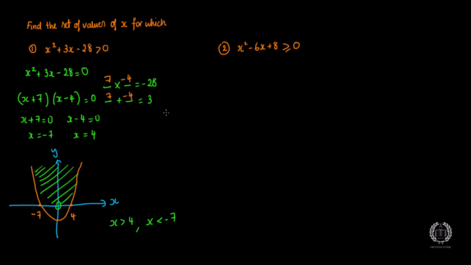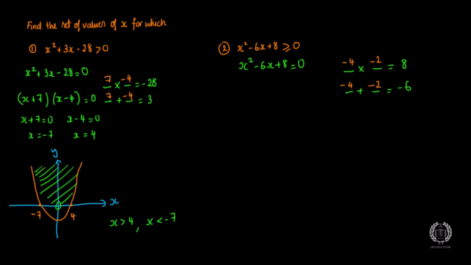Now if we go to the second one, we have x squared minus 6x plus 8 is greater than or equal to 0. So again, I'm going to forget about the sign and just put equals to solve this equation, and I'm going to factorize this. I want two numbers that multiply to give positive 8 and add to give minus 6. I know that minus 4 and minus 2 add to give minus 6, and minus 4 times minus 2 gives 8.